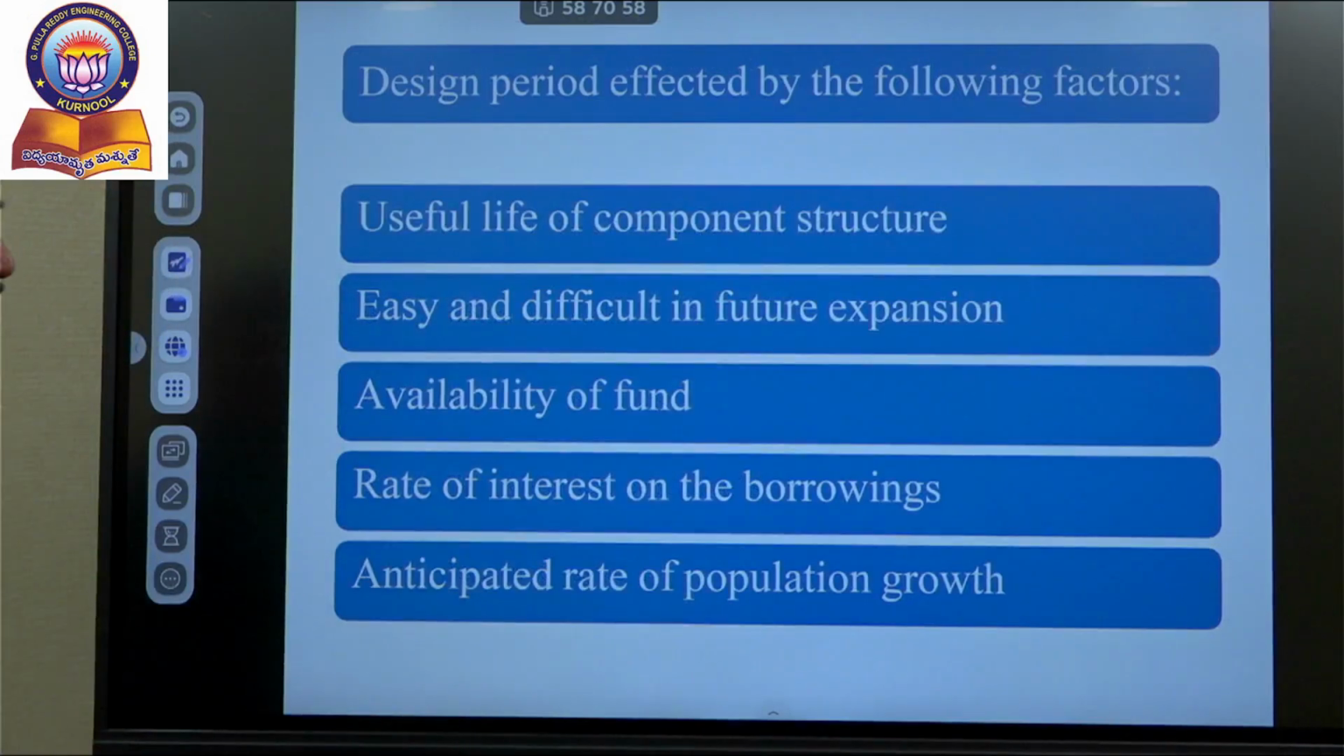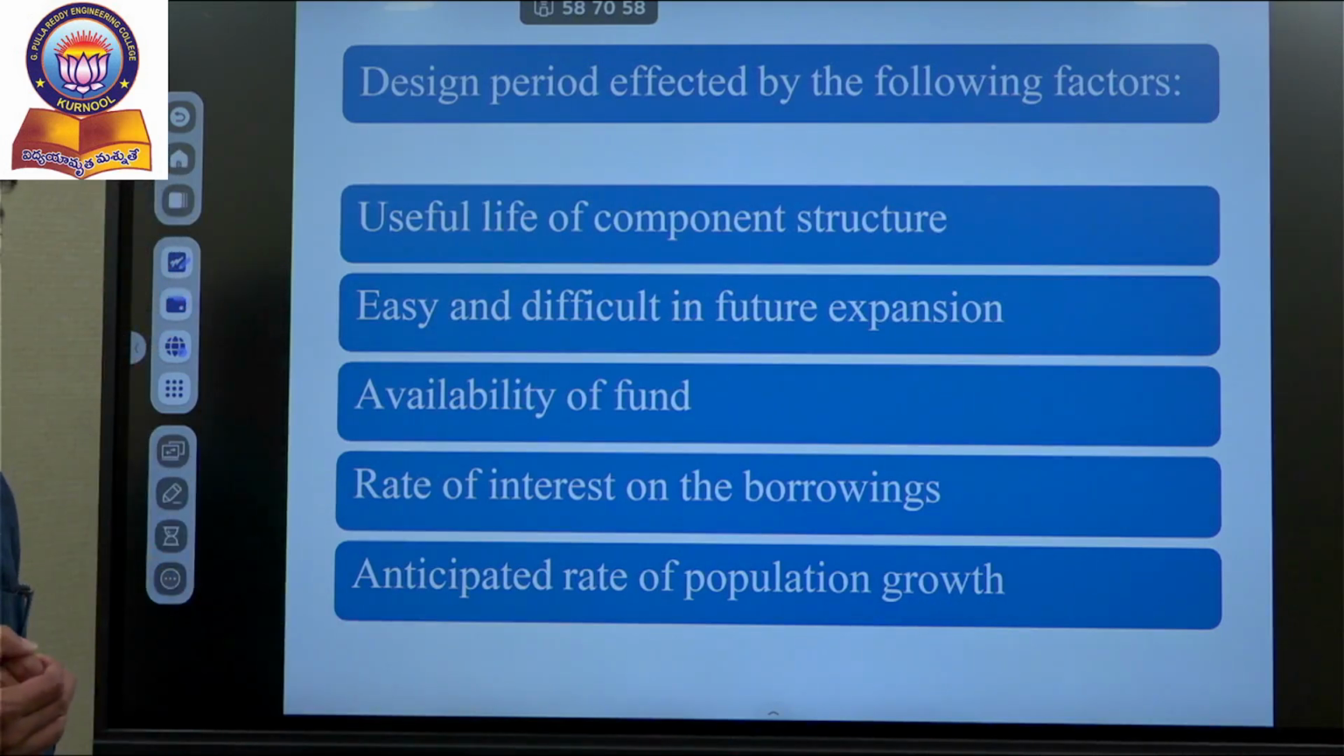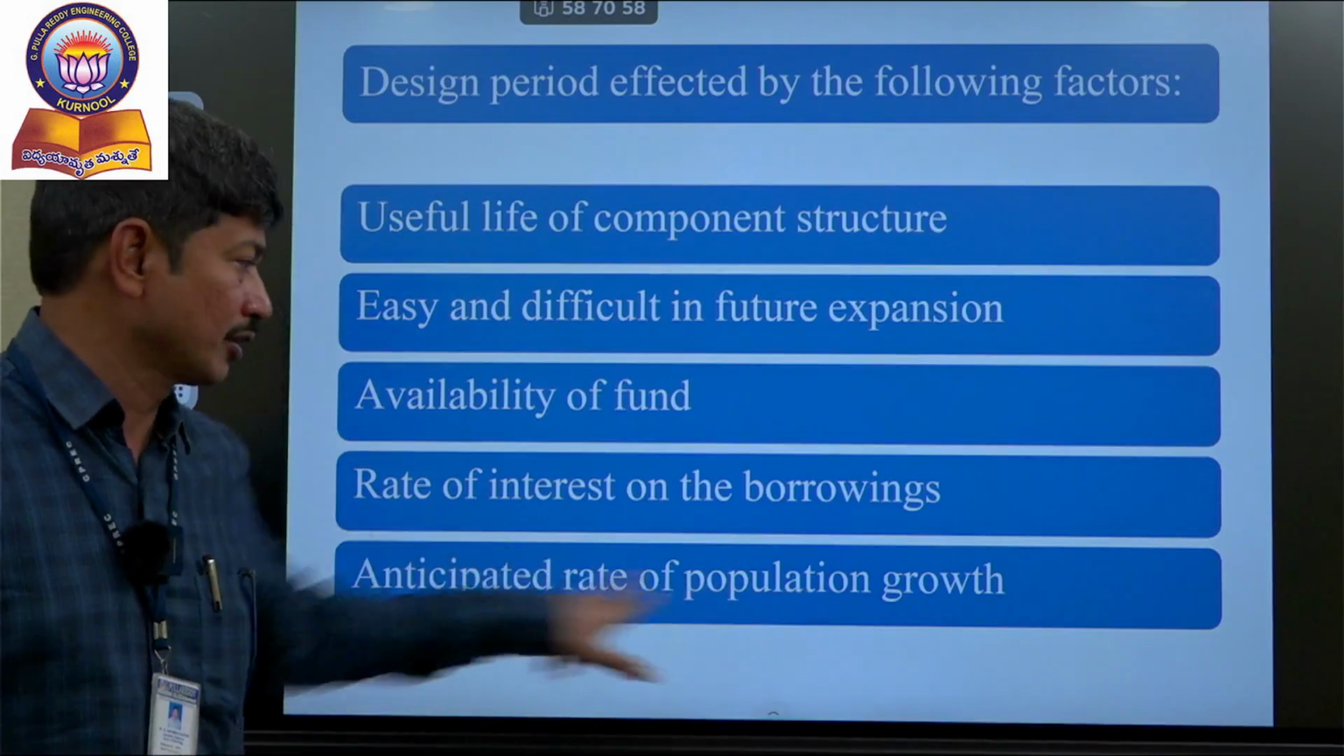What are the factors affecting the life of the design period? One is the life of the component structure, availability of funds, interest on borrowing from the central government or from the World Bank, and the anticipated rate of population growth.